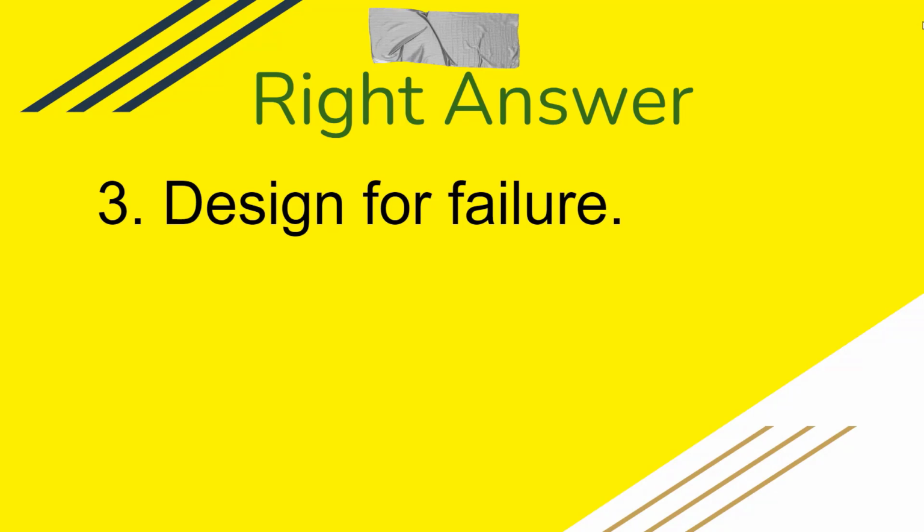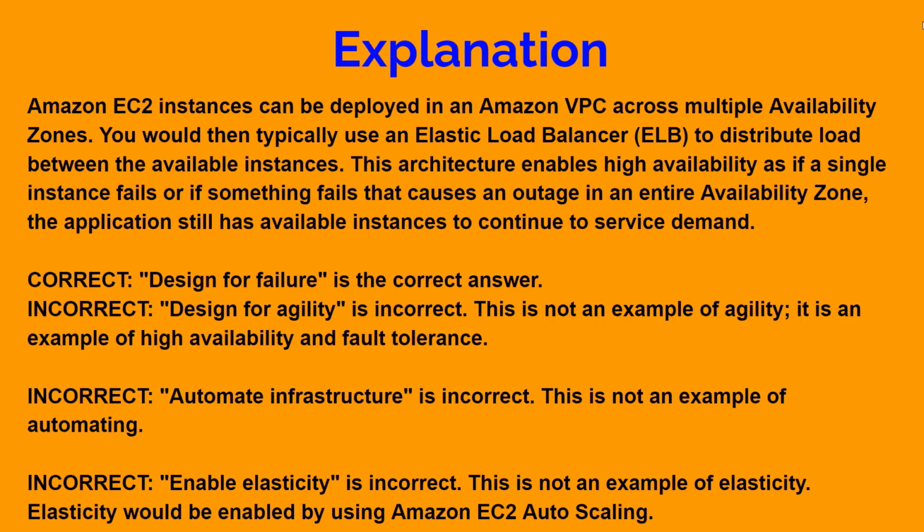Design for failure. Explanation. Amazon EC2 instances can be deployed in an Amazon VPC across multiple availability zones. You would then typically use an Elastic Load Balancer, ELB, to distribute load between the available instances. This architecture enables high availability, as if a single instance fails or if something fails that causes an outage in an entire availability zone, the application still has available instances to continue to service demand. Correct. Design for failure is the correct answer.